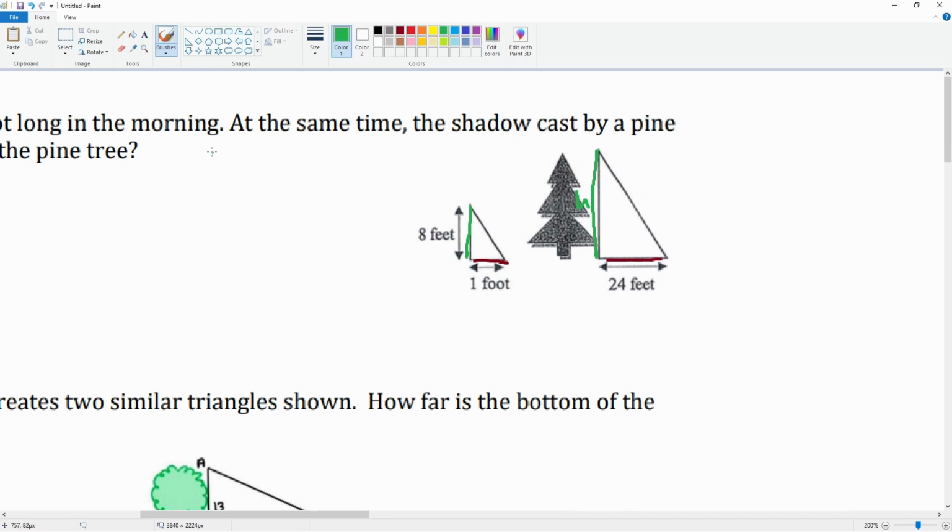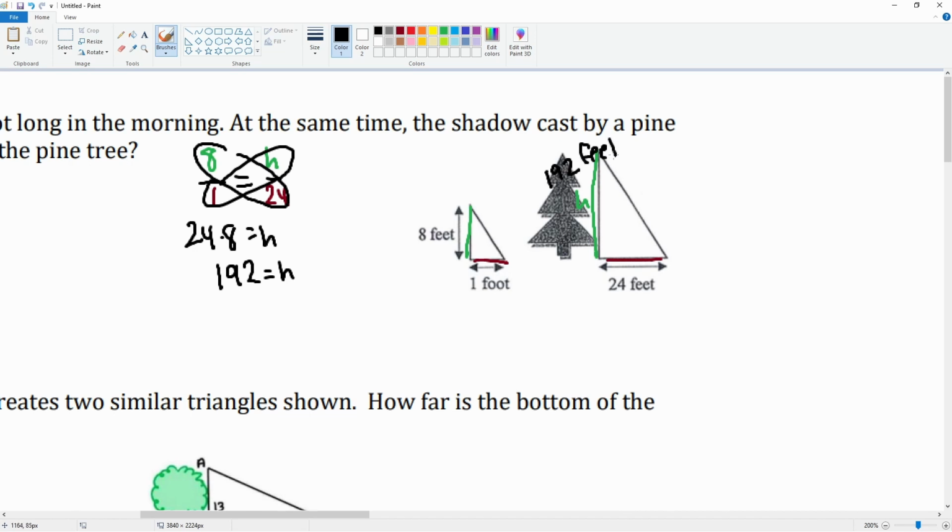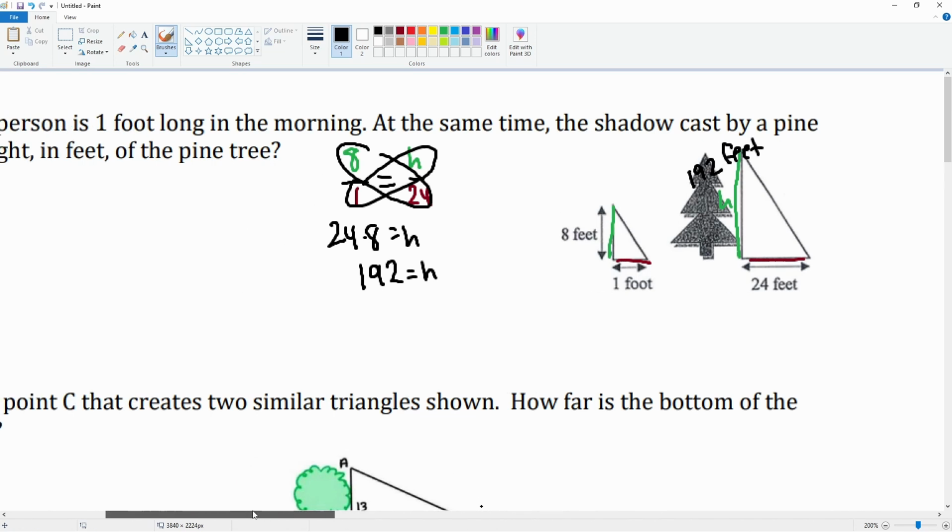So we can set up the proportion: 8 and the height of the tree, divided by the shadow part, which is 1 foot for the person, and this is for the tree, 24. Now we can cross multiply. 24 times 8, and then we have 1 times h, which is just H. 24 times 8 is 192. Equals the height. So the height here is 192 feet. That is one big tree.